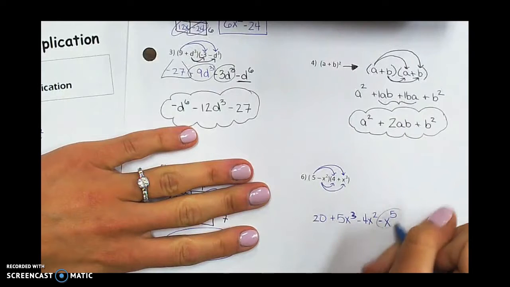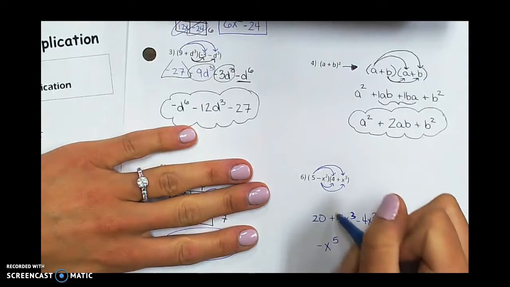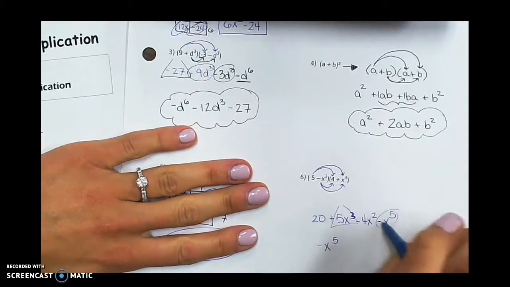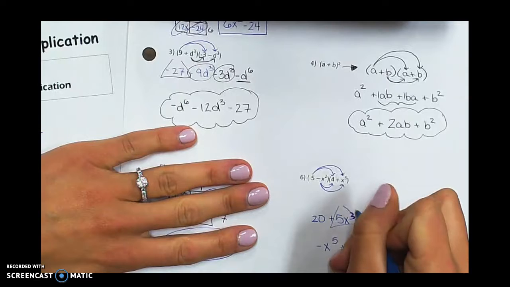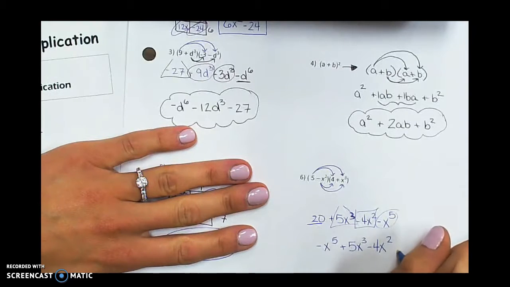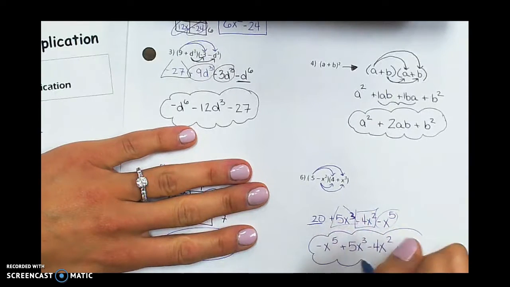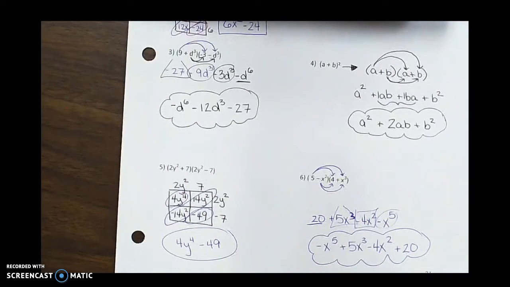So my highest power, negative x to the fifth. The next highest power is x to the third. There's no other x to the third, so I'm going to write that next. All right, and then we have our next highest power, which is x squared. And finally, we have our constant, which is just 20. All right, and that is multiplying your binomials.